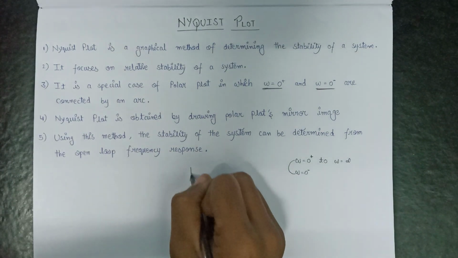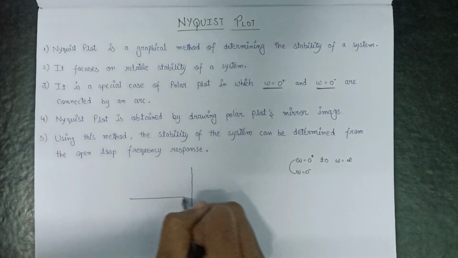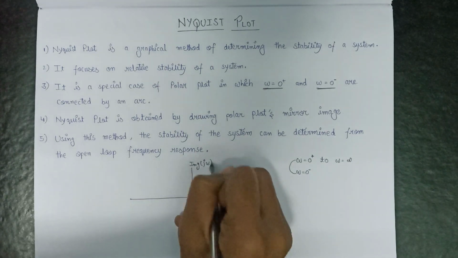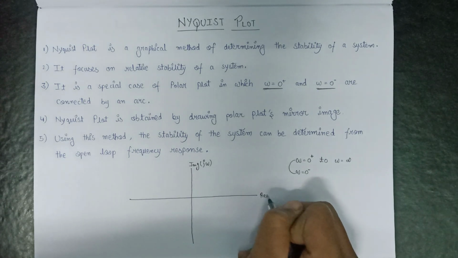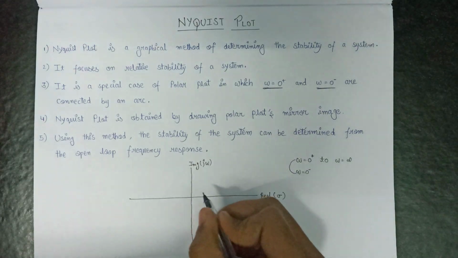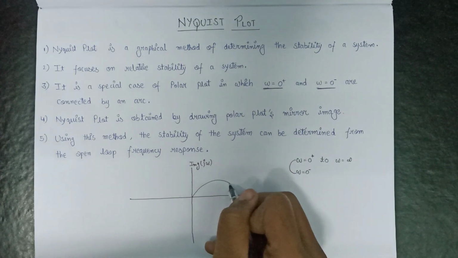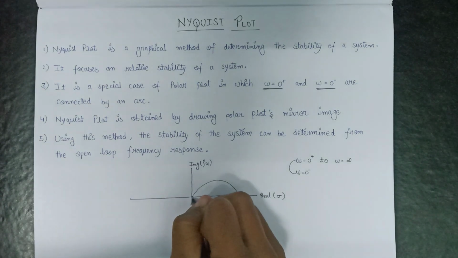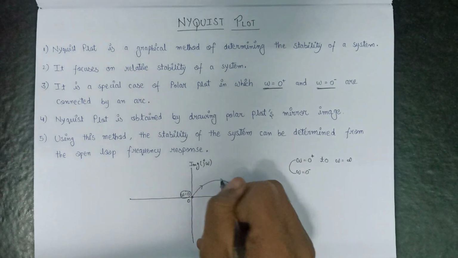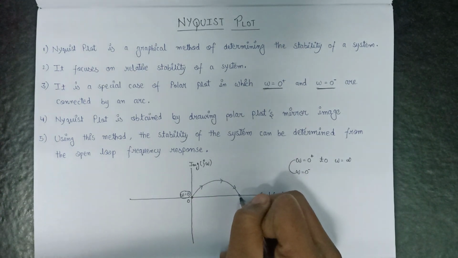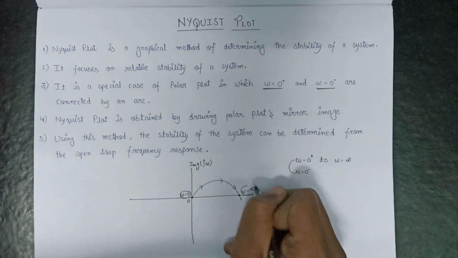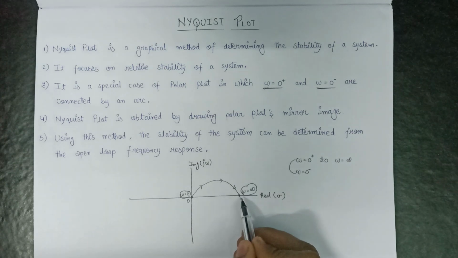So, here is an example. This is the imaginary axis or j omega axis. It is the real axis or sigma axis. Let us assume that our polar plot looks like this. This is 0. At omega equals 0, it will start and move in this direction and terminates at 1, that is omega equals infinity. So this is all about our polar plot.